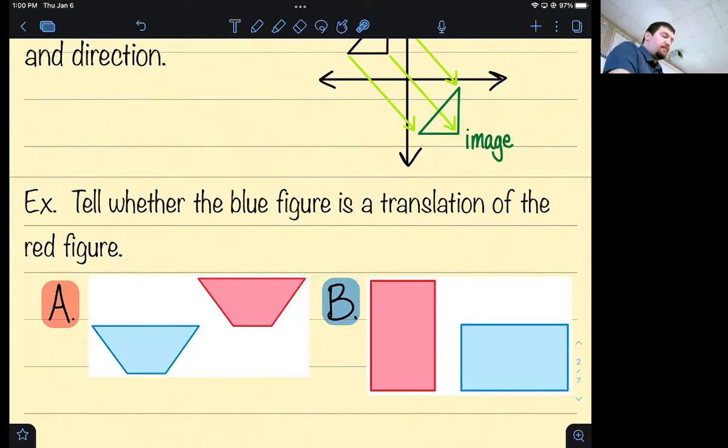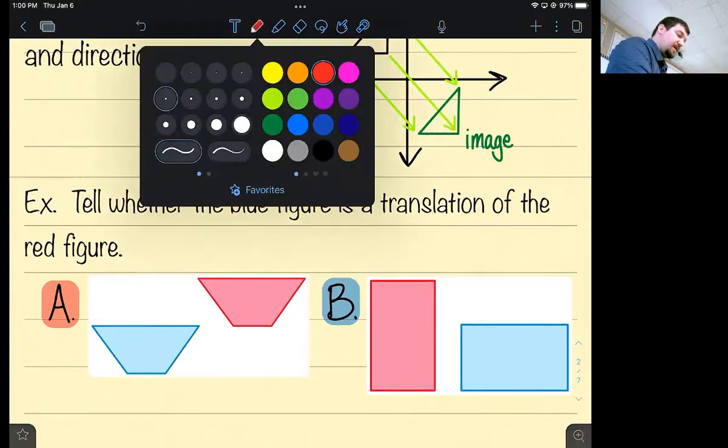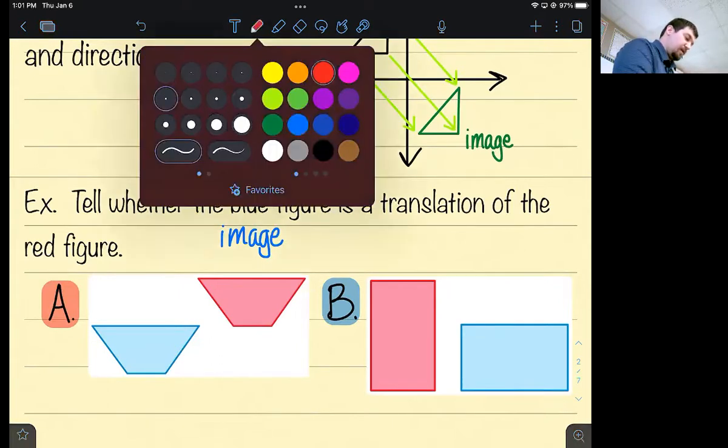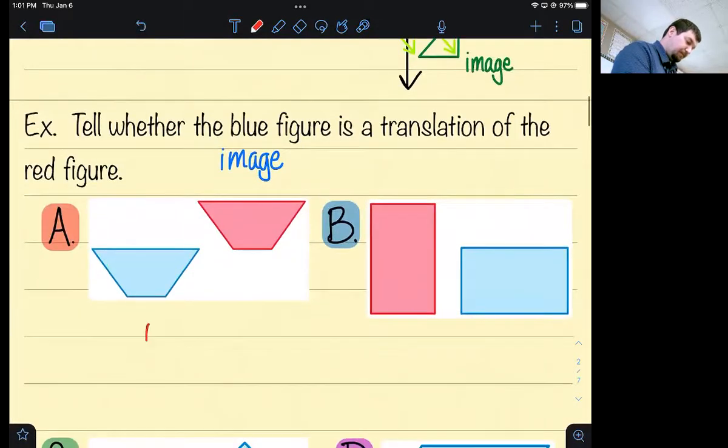So tell whether the blue figure is a translation of the red figure. So the blue figure, we would call that the image, which is another way of saying the new one. So the red shape is the original, the blue shape is the image. So from going from this red trapezoid to the blue trapezoid, would that be a translation? Yeah, they just moved it, right? So that is a translation, which I'm going to abbreviate.